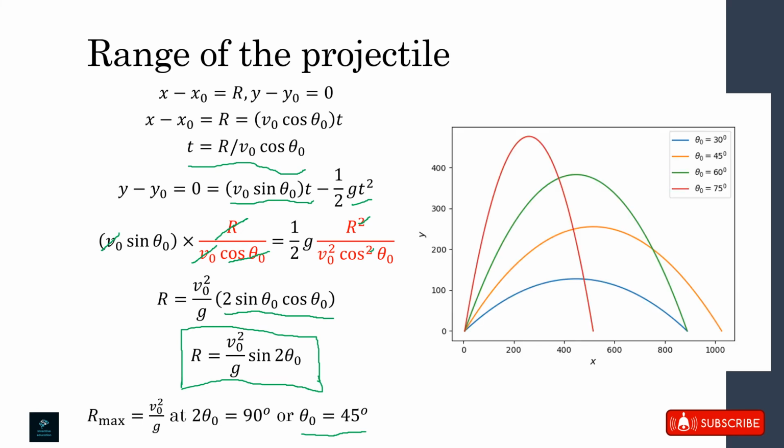If we plot the projectiles at different launch angles, we will find these graphs. This graph is for theta 0 equal to 30 degrees. This orange graph is for theta 0 equal to 45 degrees, and we see that this is the maximum one. This green graph is for theta 0 equal to 60 degrees, and this red one is for theta 0 equal to 75 degrees. Thus we see that range is maximum when the launch angle is 45 degrees.